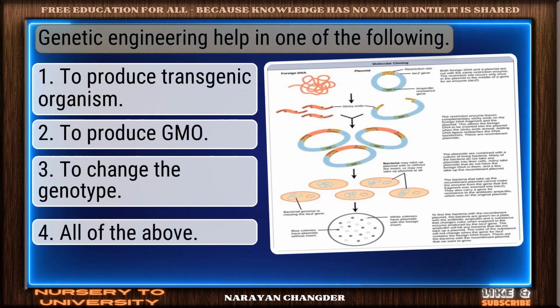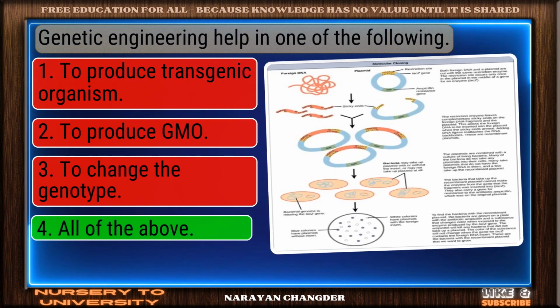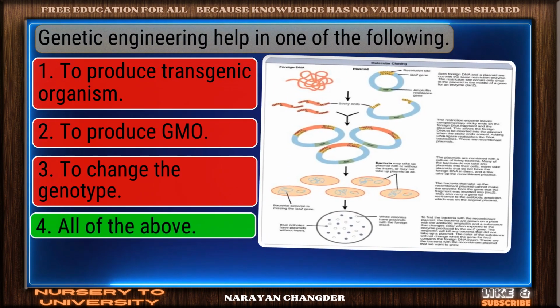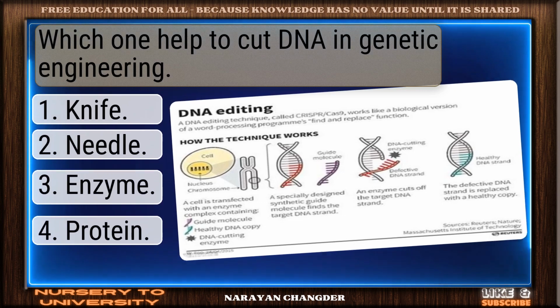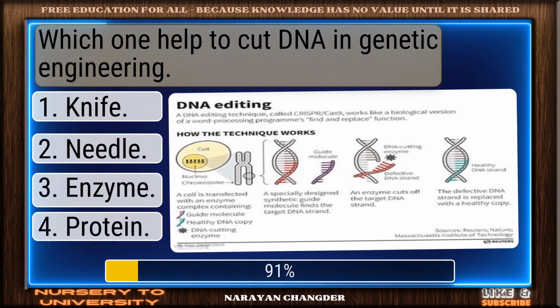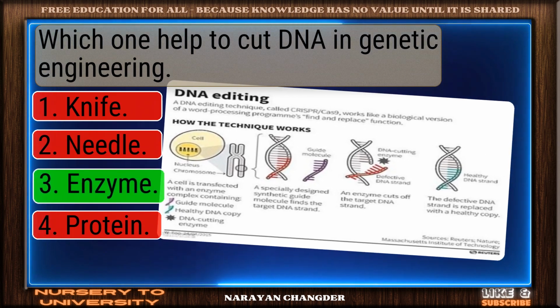Genetic engineering helps in one of the following. Correct response. All of the above is the most accurate answer. Which one helped to cut DNA in genetic engineering? Strong choice. Enzyme is the right answer.